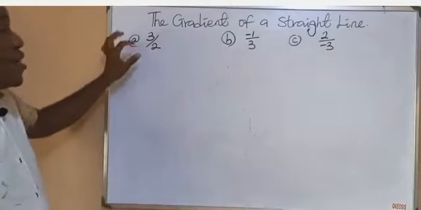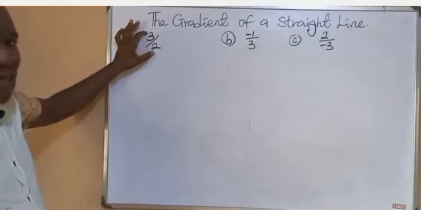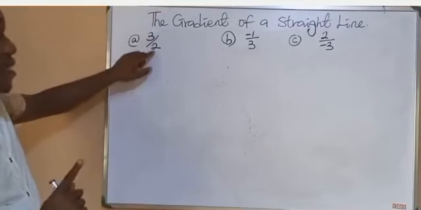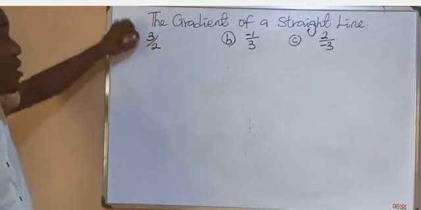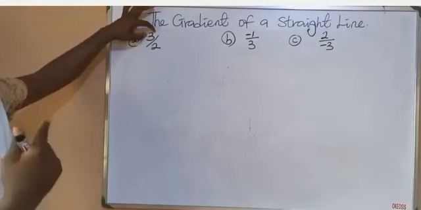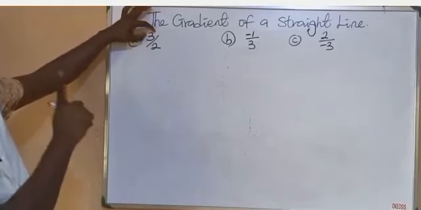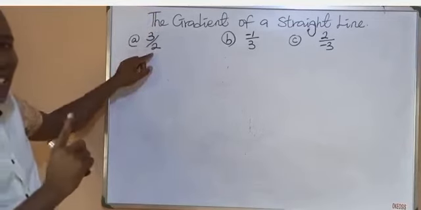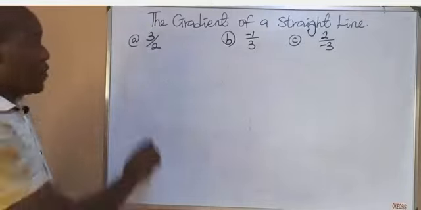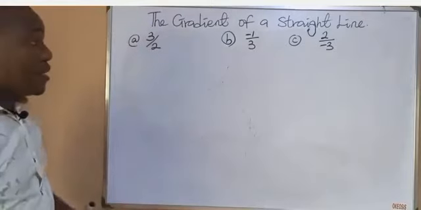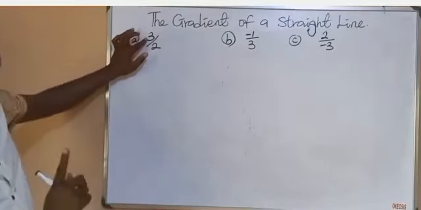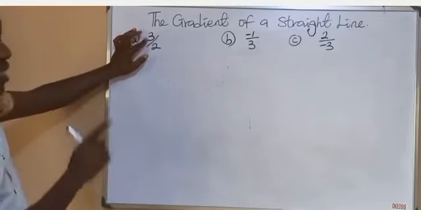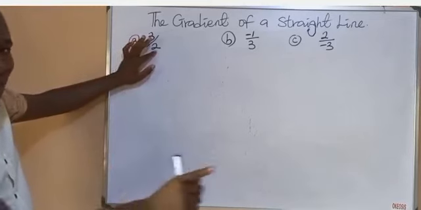Number one, if the gradient of a straight line is 3 over 2, it means that the numerator is the increase in y, and then the denominator is the increase in x. This means that this line increases by 3 units in the y-axis, and then increases by 2 units in the x-axis, which means, of course, this is a positive gradient. It's a positive number, which means that the line will move 3 steps in the y direction and then move forward 2 steps in the x direction.